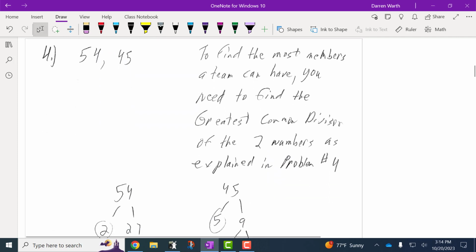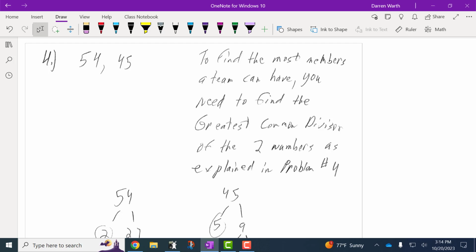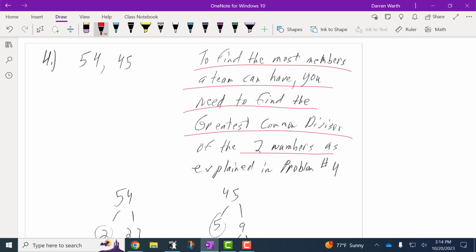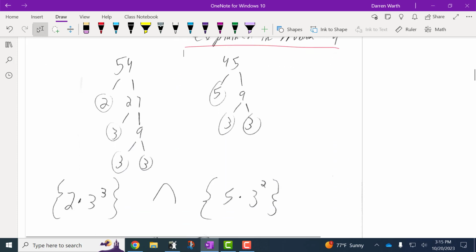So now this next problem, which is a story problem, says the following. It says a club has 54 male members and 45 female members. If the club is to have a contest where they're all male and all female teams competing, what is the most members a team can have? All teams must be of equal size and everyone must be on a team. Well, all we have to do is just remember that to find the most members a team can have, you need to find the greatest common divisor of the two numbers as explained in problem number 4. Or in other words, I'm going to go ahead and do the prime factorization, and I'm going to find the intersection of my prime factorizations.